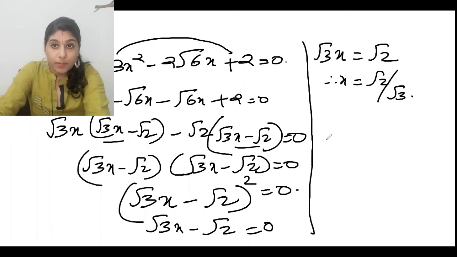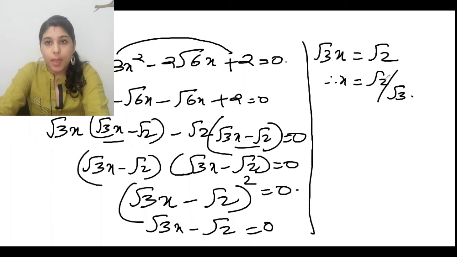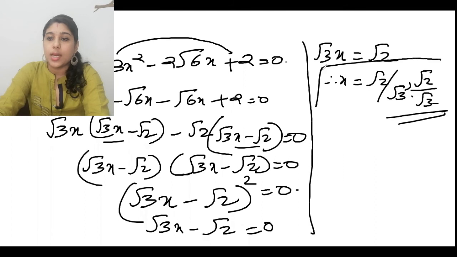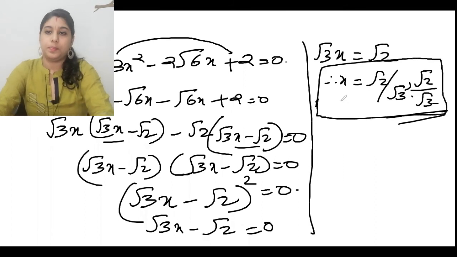But you know it is a quadratic equation and should have two roots. So here the roots are same and equal: root 2 by root 3 and root 2 by root 3. So here are the two roots which are same and equal.